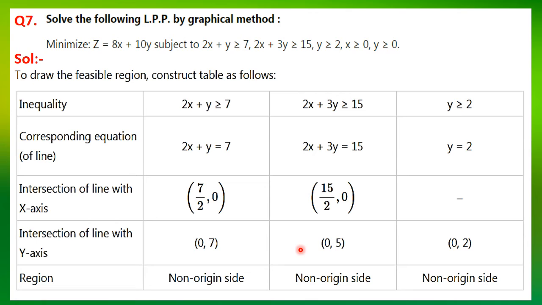Similarly, for the second equation, put y = 0, then you will get x = 15/2 or 7.5 on the x-axis. To get the point on the y-axis, we will put x = 0, then you will get y = 5. So the ordered pair (0, 5) is the point on the y-axis, and y = 2 is the equation parallel to the x-axis and passing through the point (0, 2) on the y-axis.